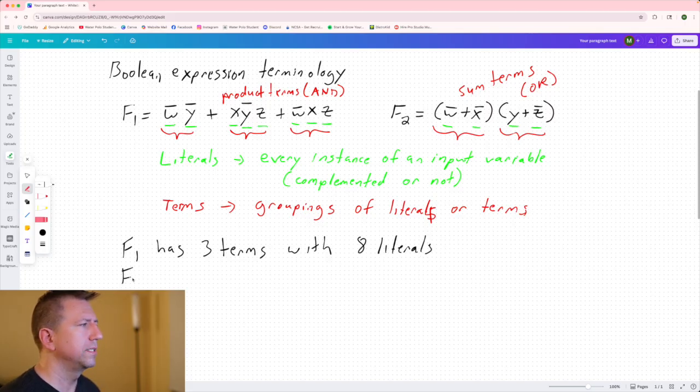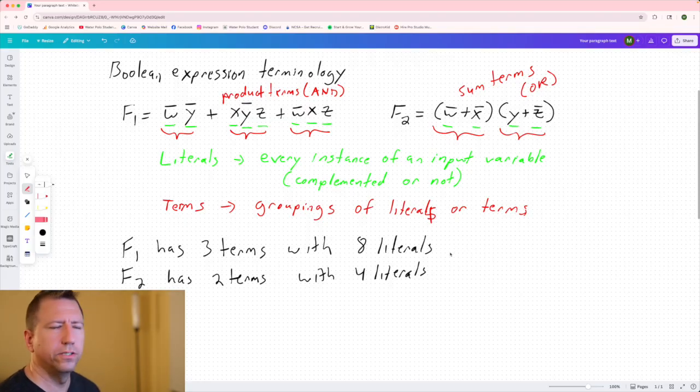And as always, it's nice for you to jump ahead and ask, what about F2? You can answer that question before I do, and then check your understanding. F2 has 2 terms, and it has 4 literals. So if I know nothing else about them, I can assume it's going to be easier to implement F2. It's going to cost less to build F2, just because it has fewer terms and fewer literals.